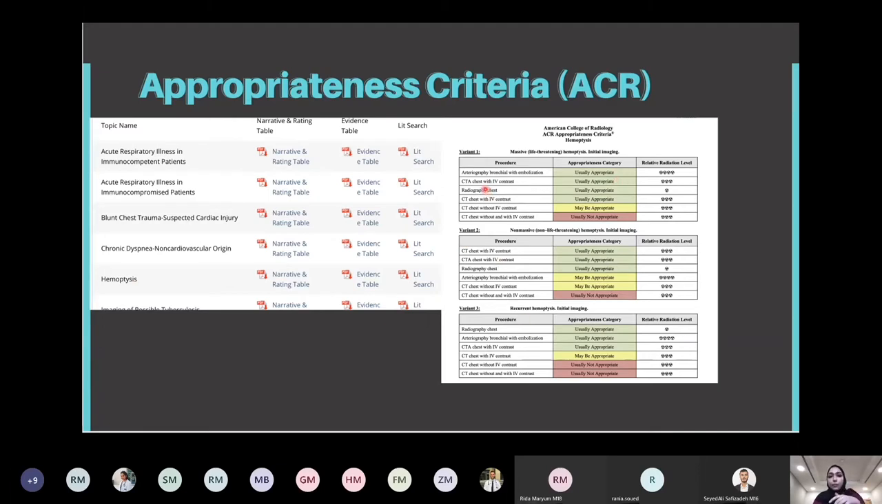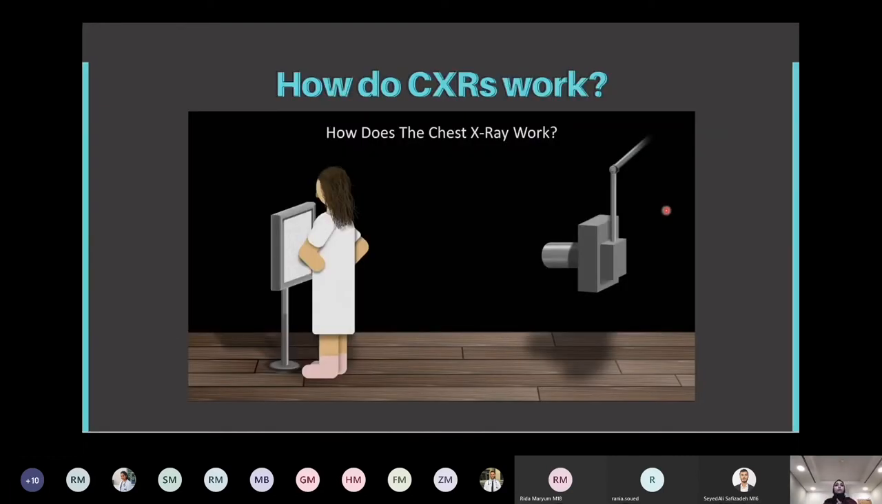And you need to go over something. So this is chest x-ray, a CT, radiography of the chest. I don't know if you can notice, but radiography of the chest, which is a chest x-ray, has 1 point of radiation. Compare that to a CT, which has 3 points. So this brings me to how chest x-rays work, and we should talk more about radiation.